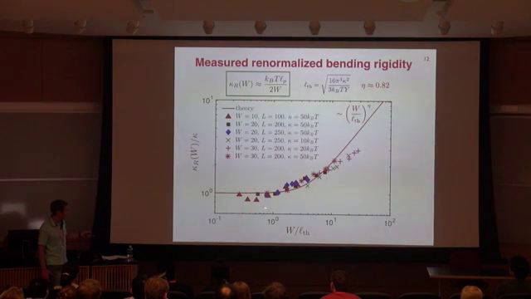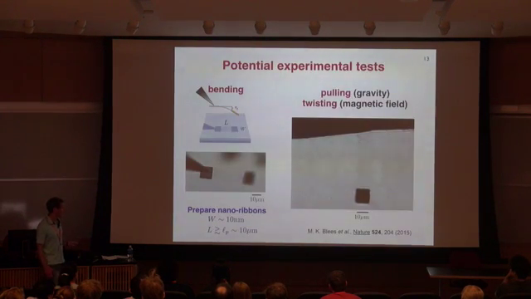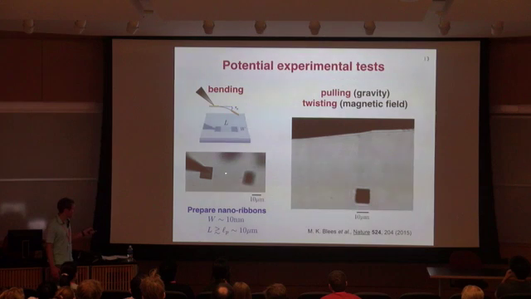But once the width of the ribbon becomes larger than the thermal length scale, then we start seeing a transition into this new regime that is basically characteristic of two-dimensional sheets, with this exponent of roughly 0.8. So it worked well in numerical simulations. At least in principle, this could also be tested in experiments.